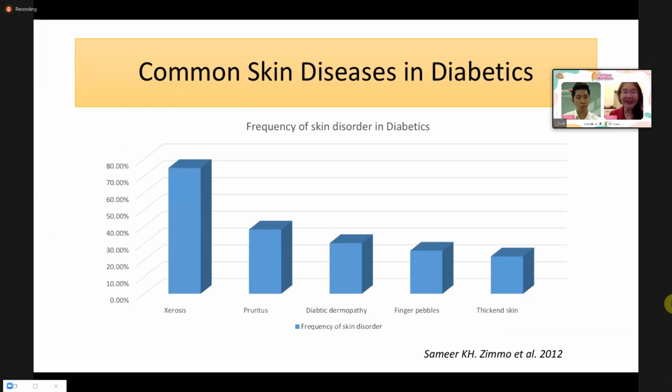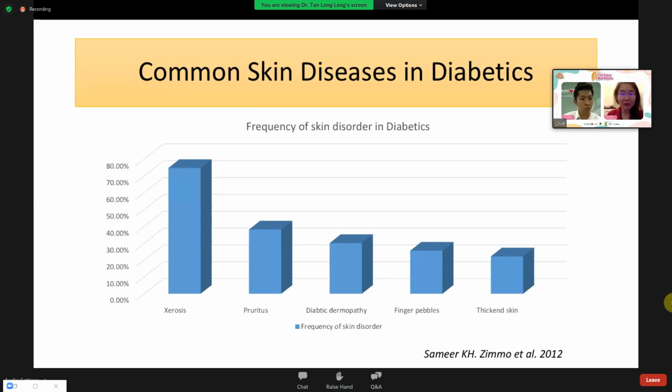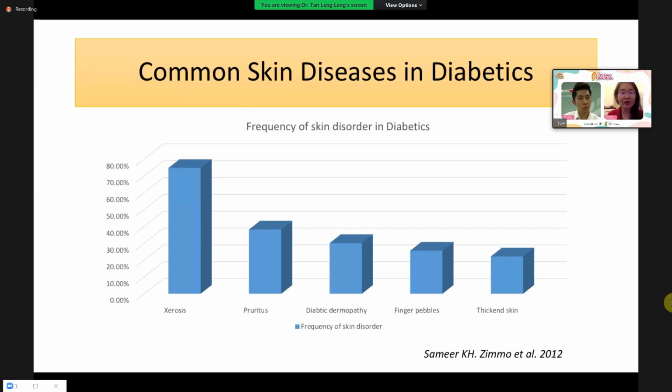Okay, so there's a study which shows how common, what is the frequency of skin disorder in diabetes? So of course, xerosis. What do you mean by xerosis? Xerosis is actually a dry skin. So it's the commonest. It can be up to 75% of people who have diabetes will have dry skin. And of course, if you have dry skin, you will have itchiness, and you can have diabetic dermopathy. You can have finger pebbles and or a thickened skin.